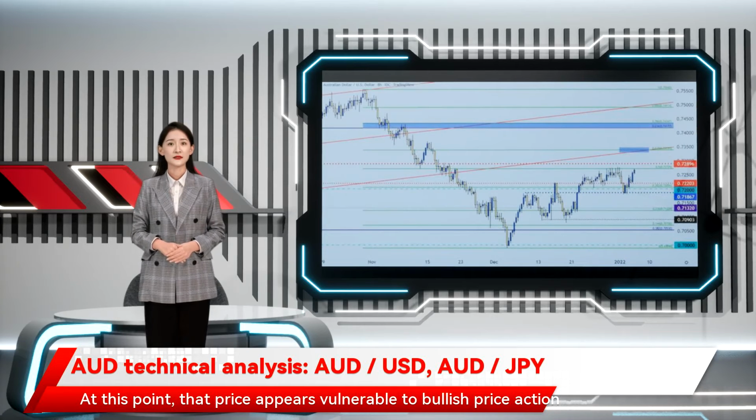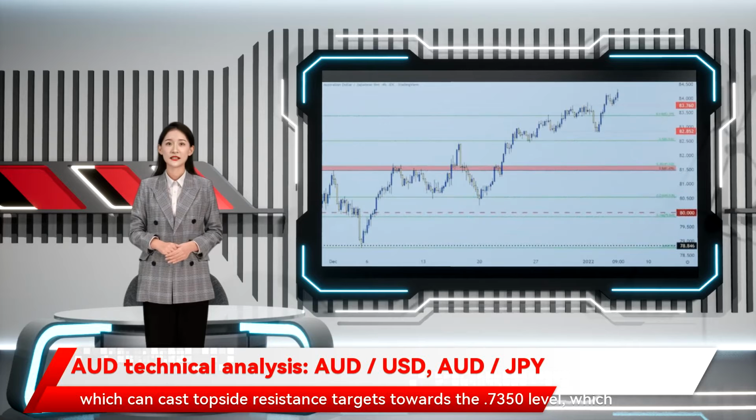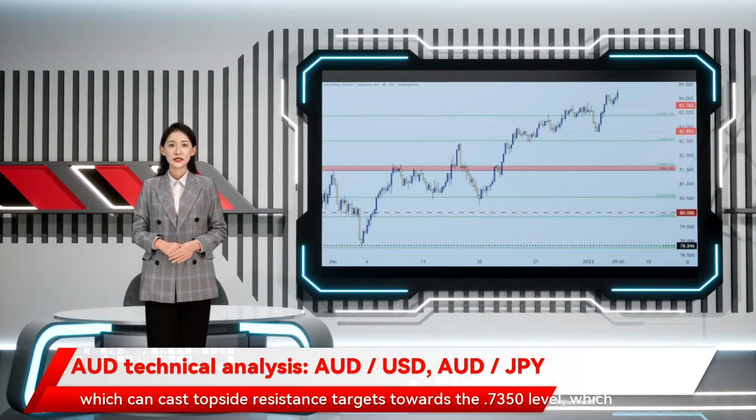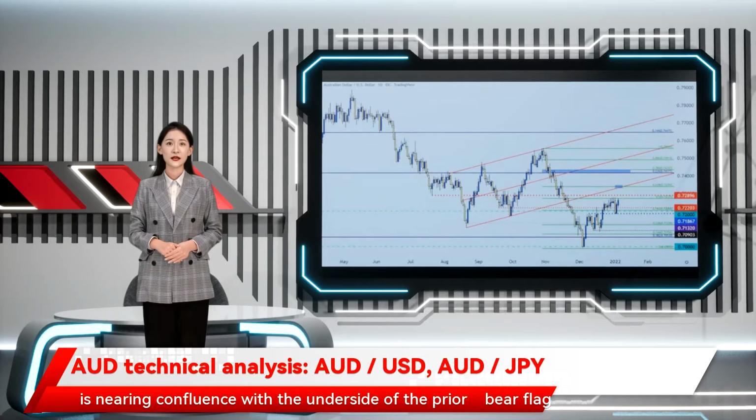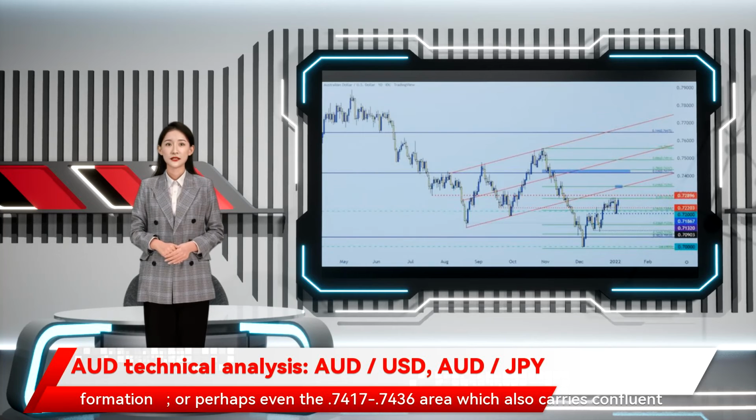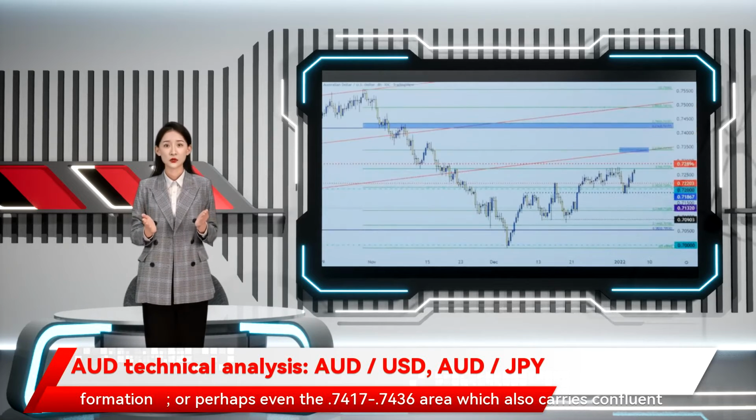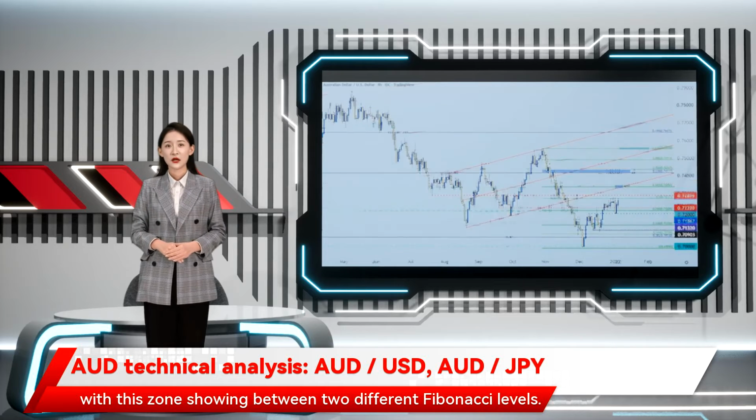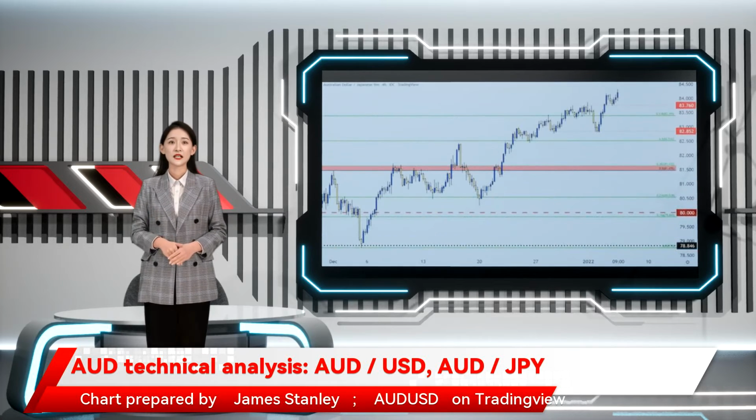At this point, that price appears vulnerable to bullish price action, which can cast topside resistance targets towards the 0.7350 level, which is nearing confluence with the underside of the prior bear flag formation, or perhaps even the 0.7417-0.7436 area, which also carries confluence with this zone, showing between two different Fibonacci levels. Chart prepared by James Stanley, AUDUSD on Tradingview.